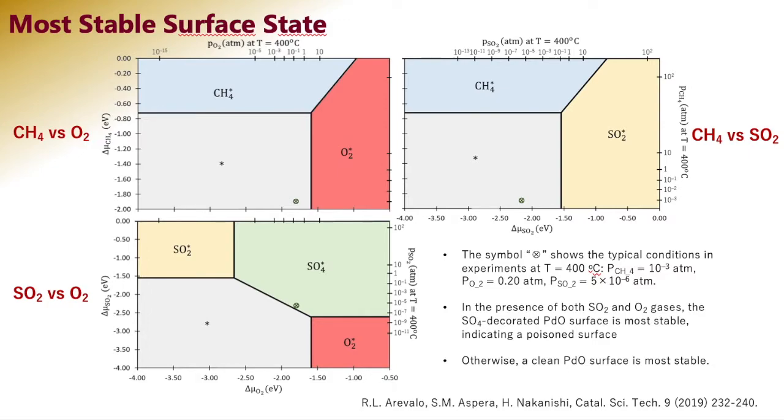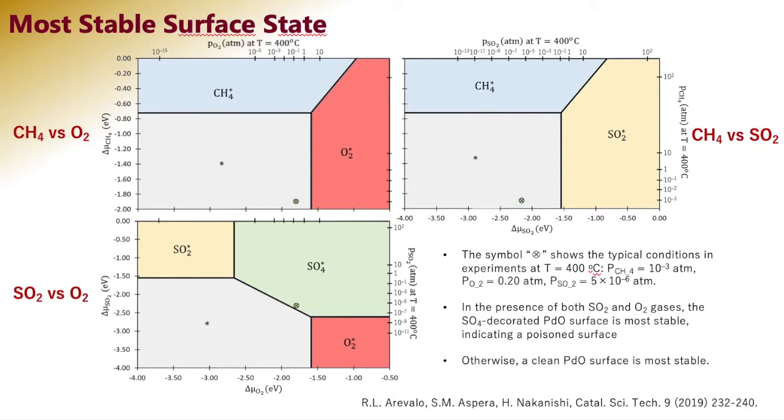I show in this figure the phase diagrams with respect to the clean palladium oxide 101 surface, denoted by an asterisk to indicate an empty site, the surface with adsorbed O2 shown by the red region, SO2, yellow region, SO3, which is not shown here, and SO4, the green region, in the given range of SO2, O2, and CH4 chemical potentials, which are translated into a pressure range at temperature equal to 400 degrees Celsius.